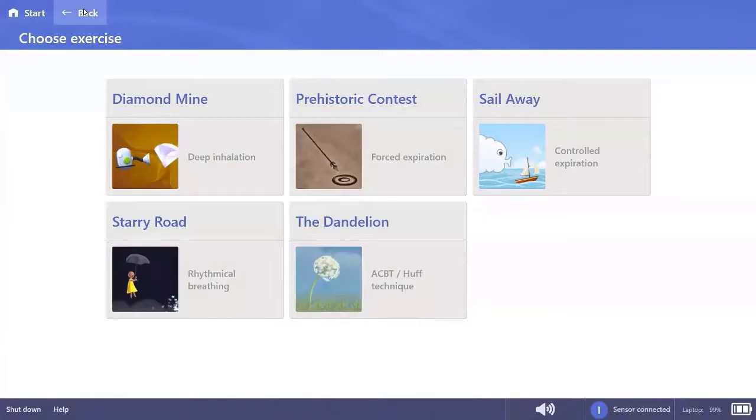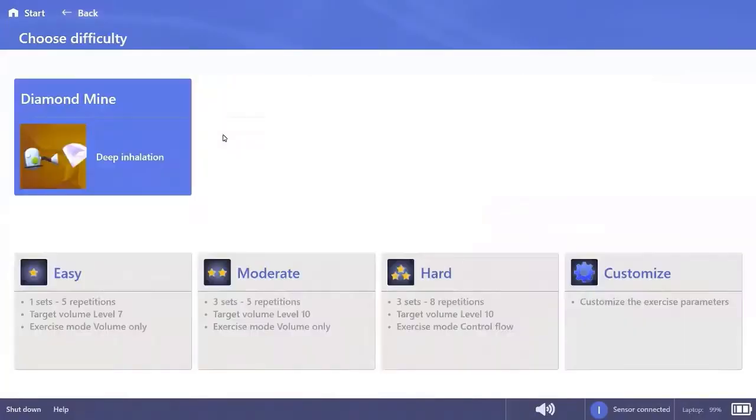I'm going to begin today with our demo showing the Diamond Mine, or our deep inhalation exercise. This is used to improve inspiratory muscle power and inspiratory vital capacity. We're going to instruct the patient to breathe in slow and steady. As the patient attempts to breathe in a preset air volume in one breath, the inhalation is displayed as a vacuum cleaner collecting jewels and coins. A large diamond is collected for reaching the very far end target.